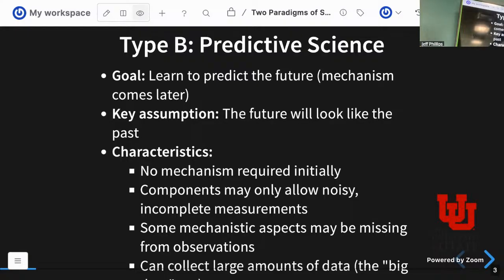So the components we observe may be very noisy. They might be incomplete. There might be some mechanistic aspects, some things that are actually driving it that we're not actually observing in the process, right? There could be stuff inside the body that's actually driving how we react to some medicine, but we can't physically measure all those things. We can only measure some observations and want to predict what the outcome will be.